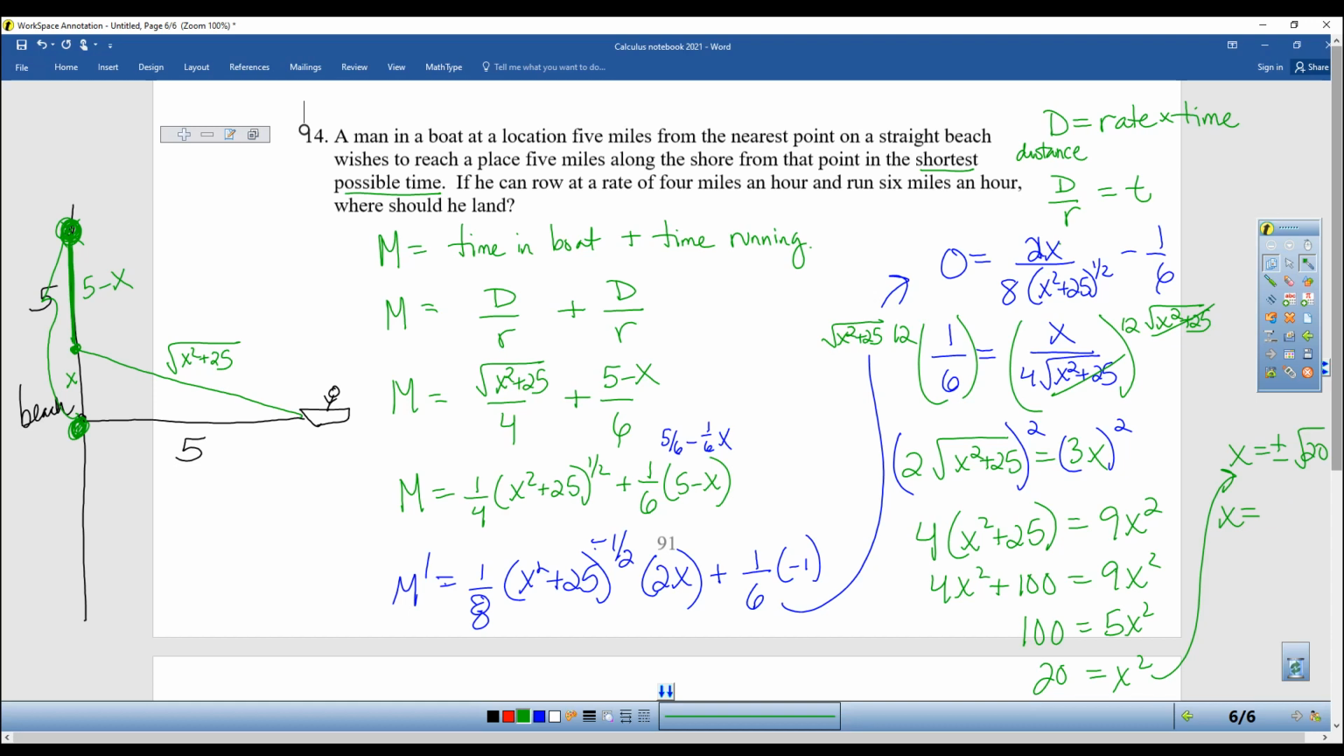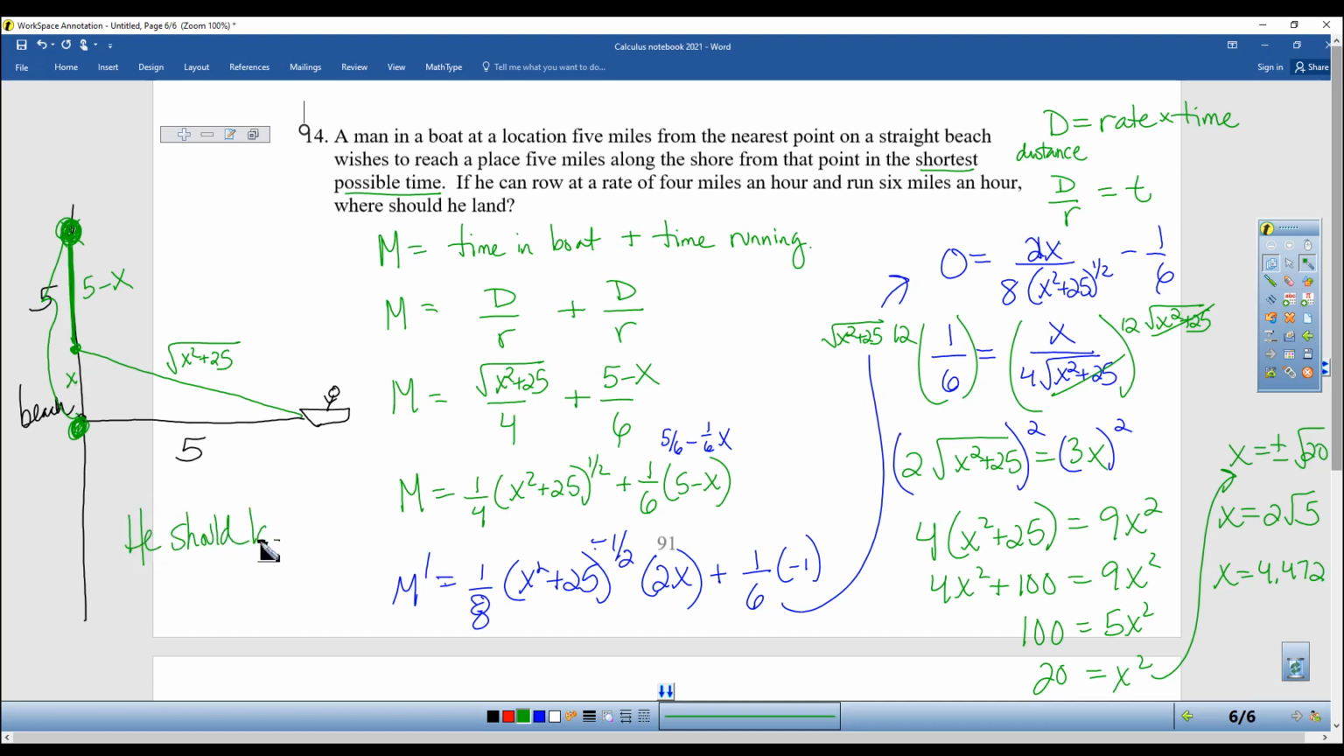Now, normally I would say you could leave your answer as a square root. It simplifies to 2 square roots of 5, but that's not really very helpful in terms of miles. Like, how far should he run? He should run 2 square roots of 5 miles. That's a little silly. So I'm just going to quickly do square root of 20 on my calculator, and I get 4.472. So that's this distance right there.